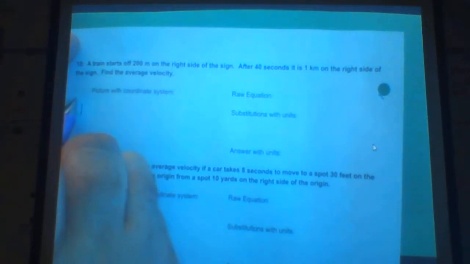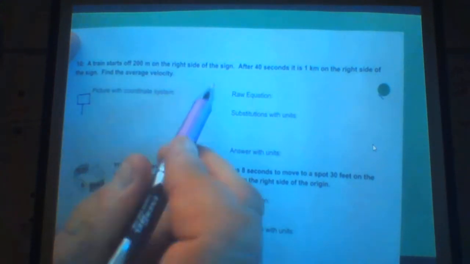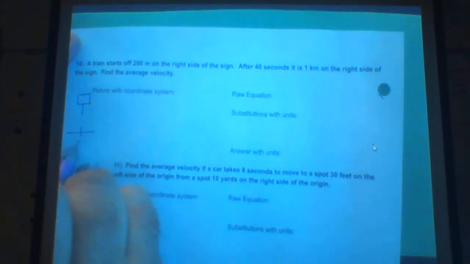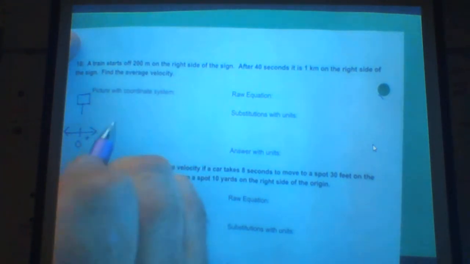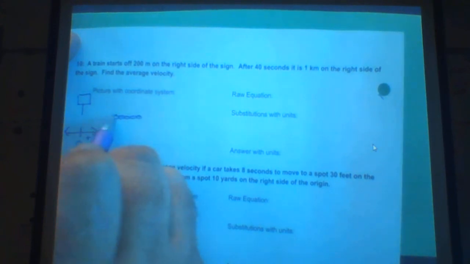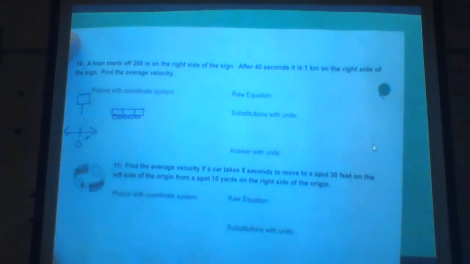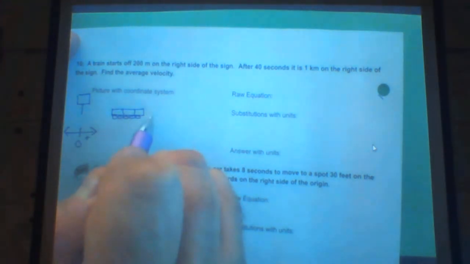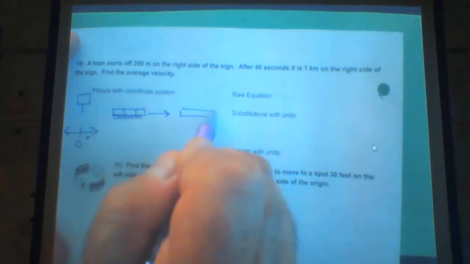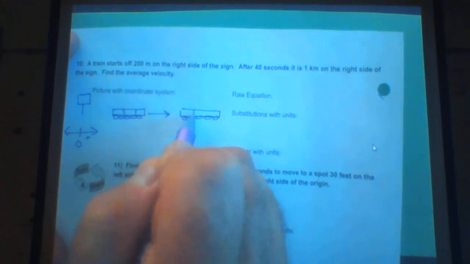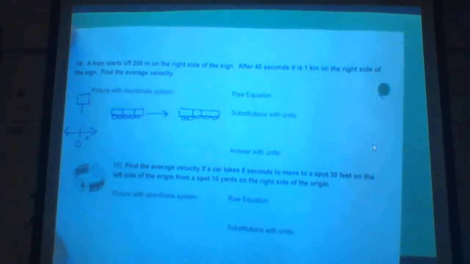And that's going to be a useful equation for different situations, such as this one. Number 10. A train starts off 200 meters from the right side of a sign. After 40 seconds, it's 1 kilometer on the right side of the sign. Find the average velocity. Okay, so here's the sign, and everything is measured relative to that sign, so I'm going to make that the origin, positive to the right. It starts off 200 meters on the right side. So here's my train. Nothing fancy in the drawing. And then it's moving away from the sign because it ends up being much farther away. Like that. There's my picture.